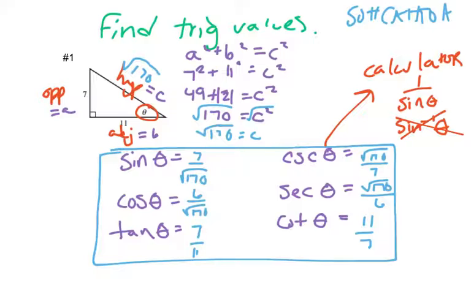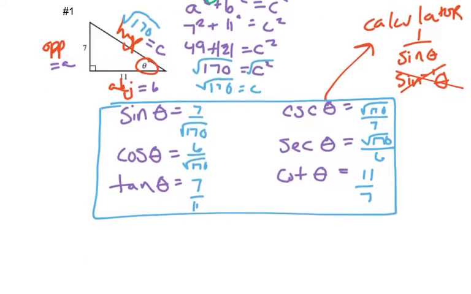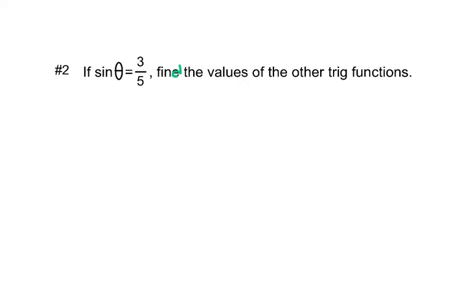Pretty much all of these are going to make it so that one of the pieces is missing, and so you are going to end up having to use the Pythagorean theorem a lot.